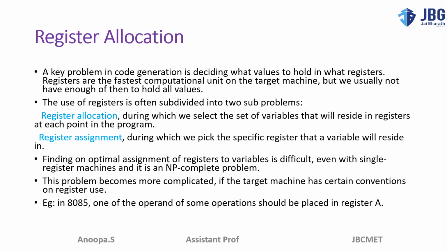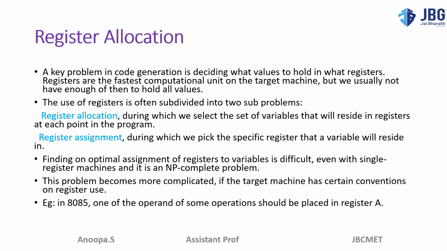Now next is register allocation. The problem with register code generation is deciding what values to hold in what register. That is, there is a set of registers and a set of values, right? So we have to deal with two problems: what values have to go to a particular register, and which registers have to store particular values. These are subdivided into two problems: register allocation and register assignment.